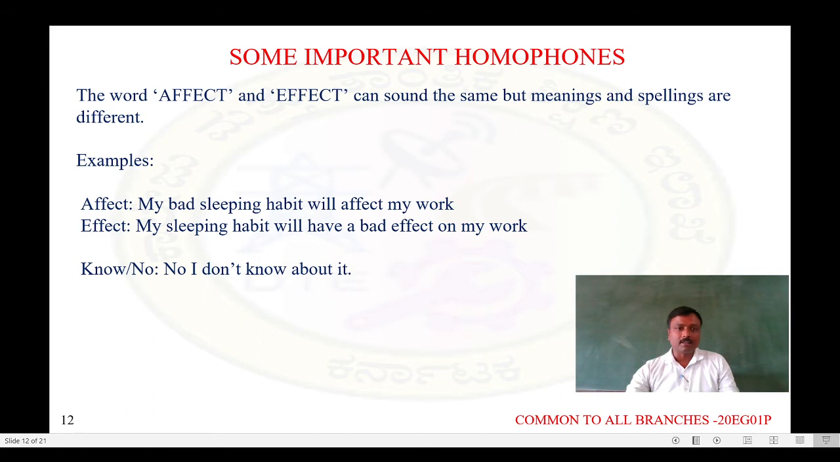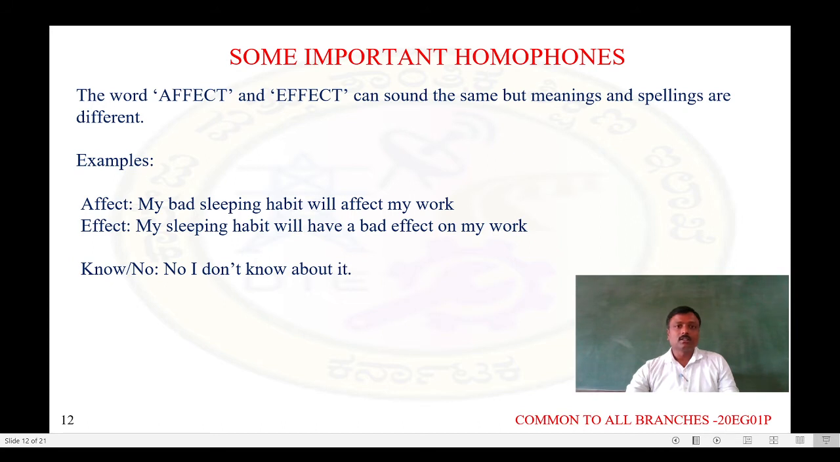and different meanings. No, NO, and know, KNOW. If we use these two words in one sentence, the sentence will be: No, I don't know about it. Here no, NO, and I don't know, KNOW, about it. No means it's going to convey the negative meaning. KNOW means ಗೊತ್ತಿದೆ, ತಿಳಿದಿದೆ ಅನ್ನೋ ಮೀನಿಂಗ್ ಬರುತ್ತೆ. ನೋ ಐ ಡೋಂಟ್ ನೋ ಅಬೌಟ್ ಇಟ್, ನನಗೆ ಅದ್ರ ಬಗ್ಗೆ ಏನು ಗೊತ್ತಿಲ್ಲ ಅನ್ನೋ ಮೀನಿಂಗ್ ಬರುತ್ತೆ ಇನ್ ಕನ್ನಡ.